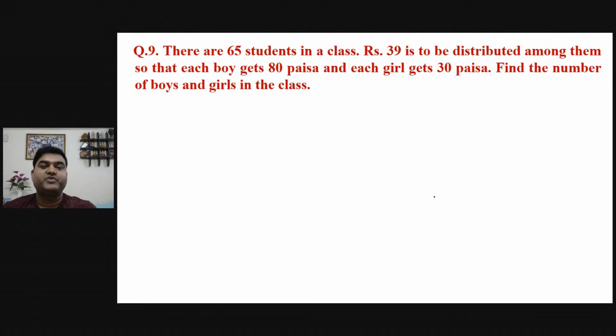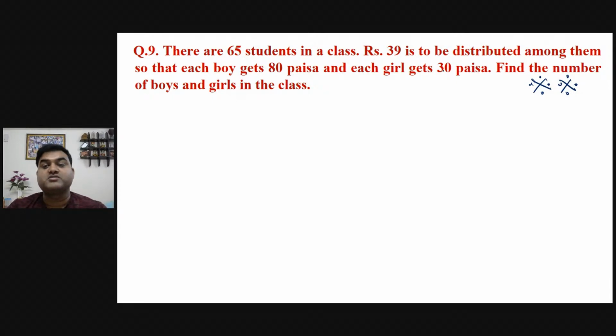Question number 9. There are 65 students in a class, and this is a very, very important sum. This question, if you do it using mixture and alligation, can be done very easily rather than using any other method. The same question can be done by different methods, but doing it through mixture and alligation is going to be very easy.